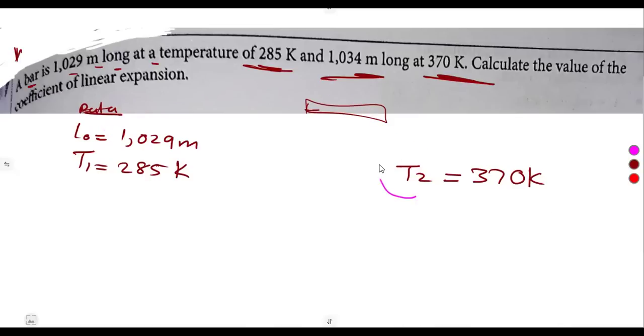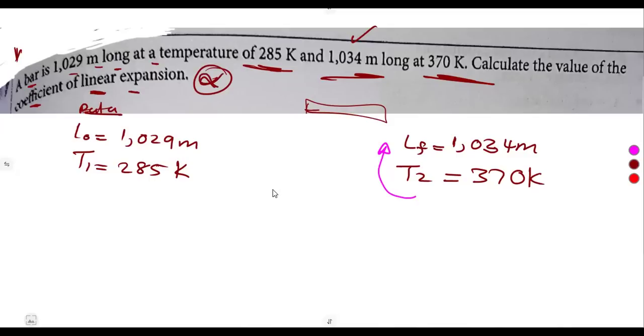Once you understand that, you're done. The length that operates here is the final length. So the length they are giving you is the final length. They gave you the final length, 1.034 meters. And the question was, calculate the value of the coefficient of linear expansion. Calculate alpha.